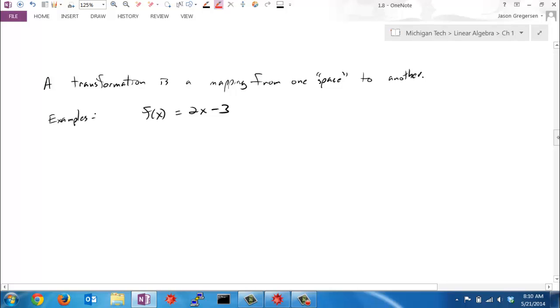It's almost like the rest of linear algebra, right? It's another way to describe something we're familiar with. So as an example, a function is like a transformation.